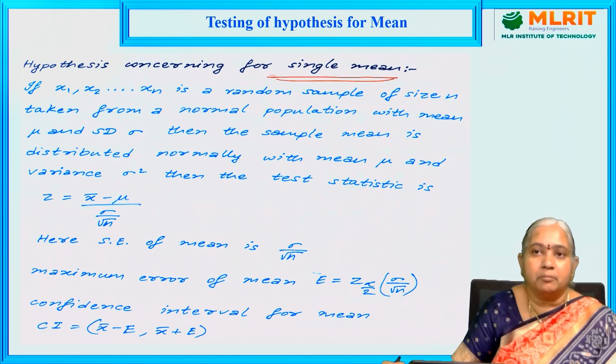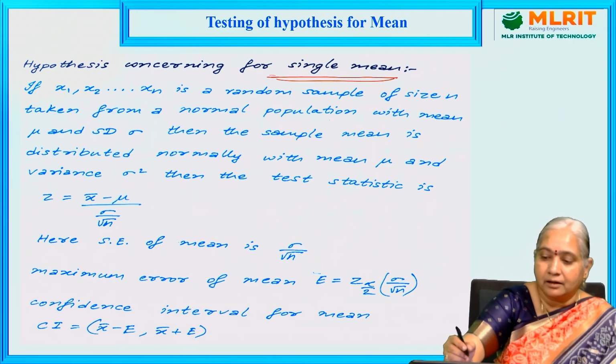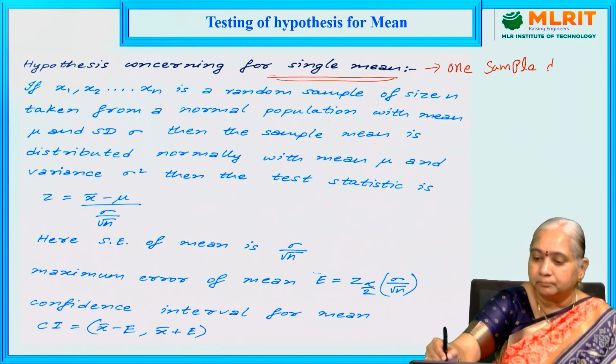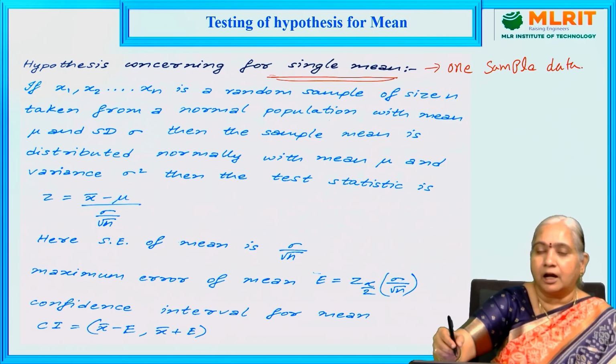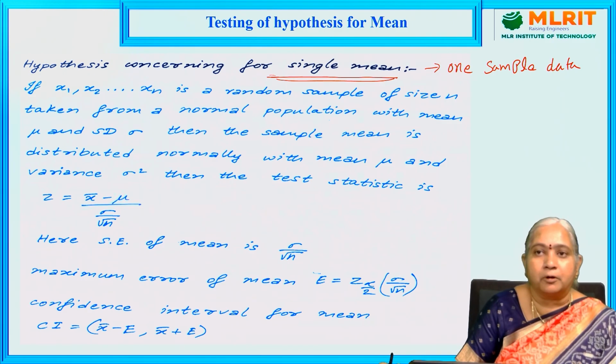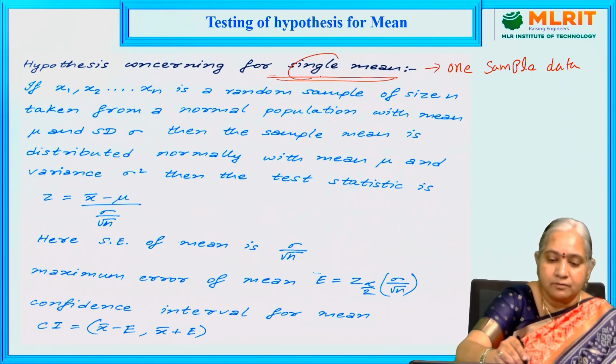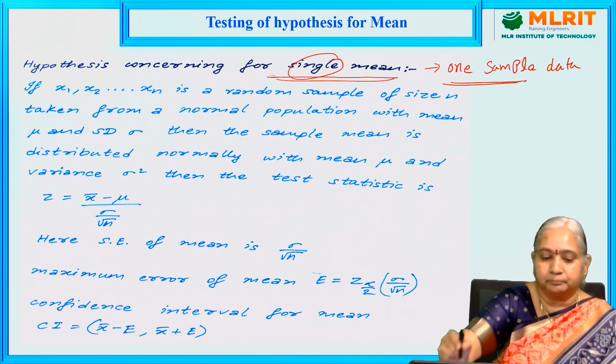What is a single mean? Single mean is one sample data. Suppose we have taken one sample data from the population and we are giving the conclusion about the population parameter. Then that type is called testing of hypothesis for single mean. Single means only one sample data.